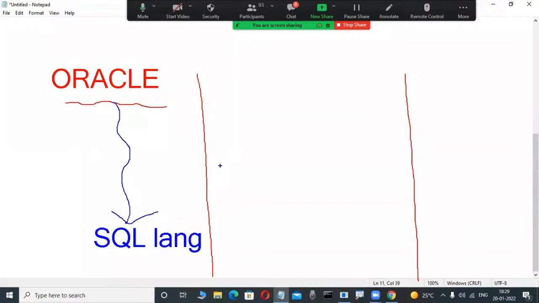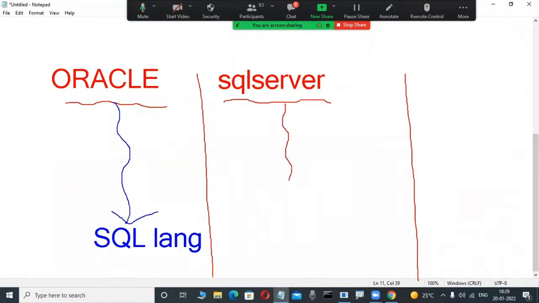Suppose in my company another project is also there. That is also a relational database product, from Microsoft: SQL Server. Some employees are working on the SQL Server product. That is also a database product, same as Oracle, but to operate that SQL Server they use one language only. What is that language? SQL is a language. Observe here.